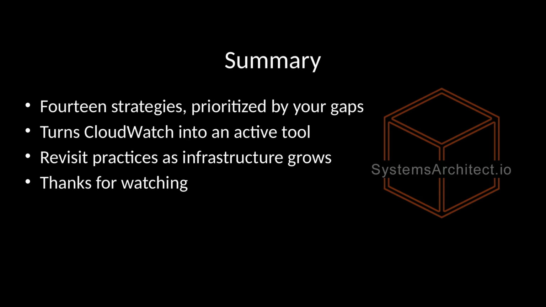Taken together, these 14 strategies move CloudWatch from a passive data store into an active part of how you operate your AWS infrastructure. The goal isn't to implement every strategy at once, but to prioritize the ones that address your team's biggest visibility gaps first. As your infrastructure grows more complex, revisiting these practices regularly will keep your monitoring, alerting, and observability aligned with how your systems actually behave.